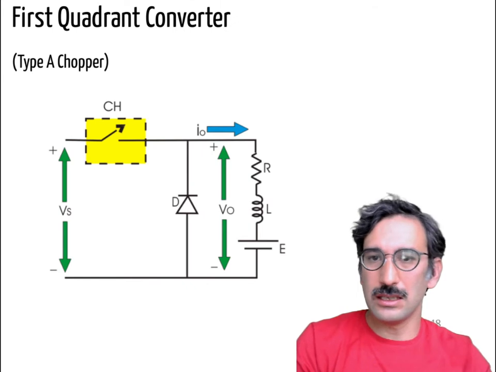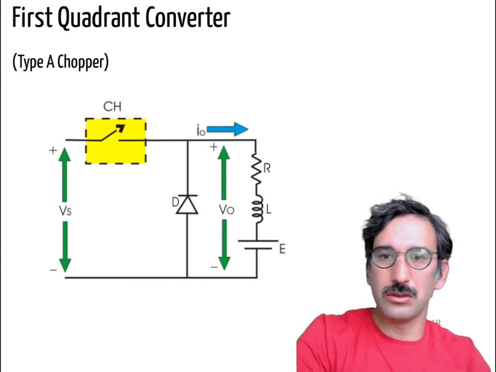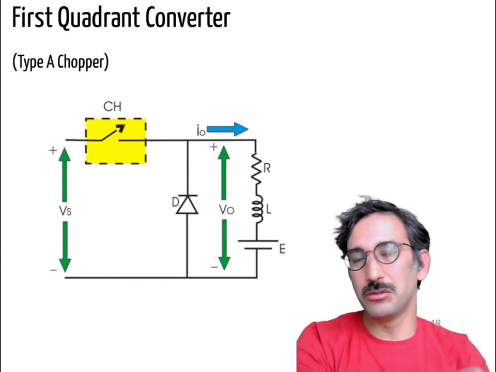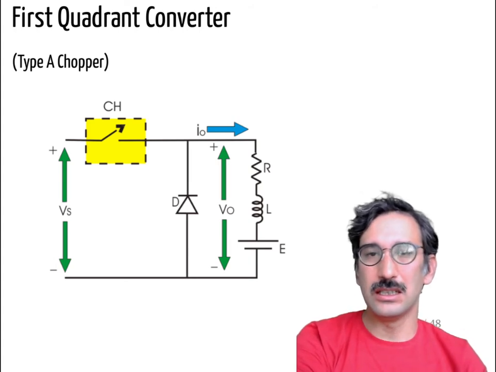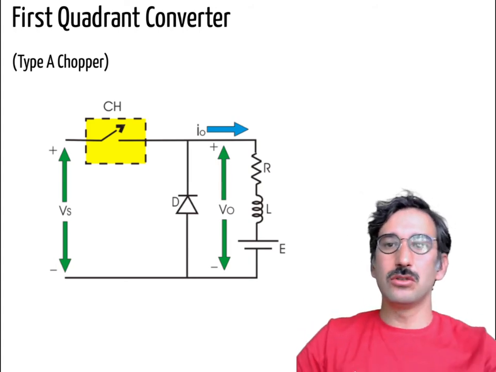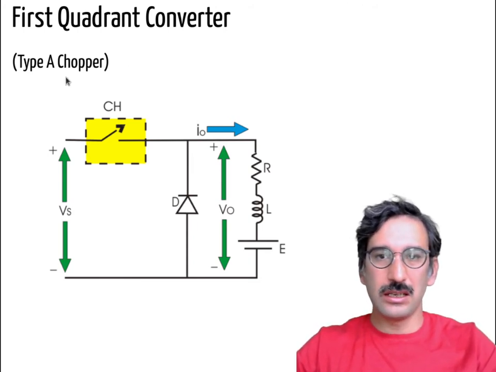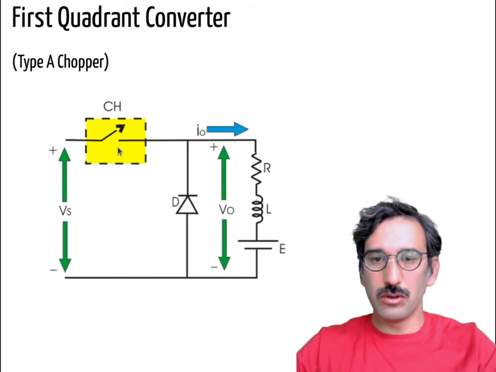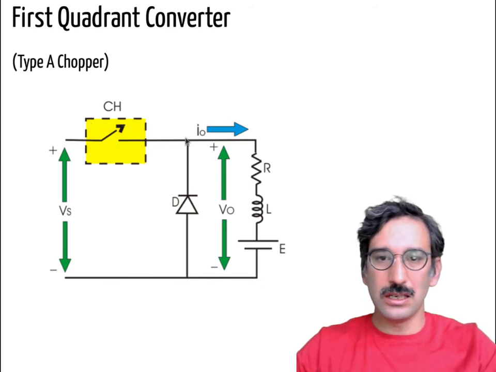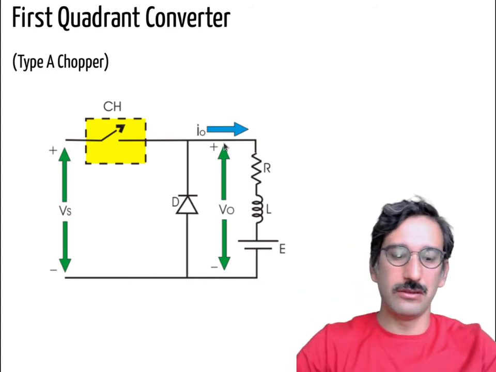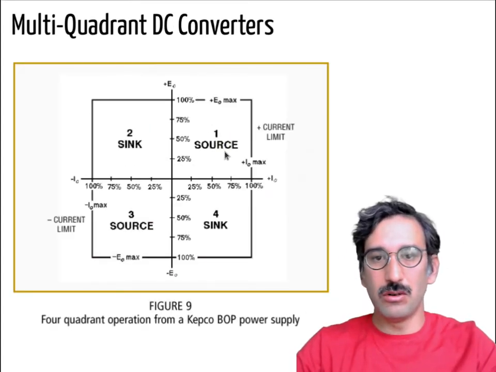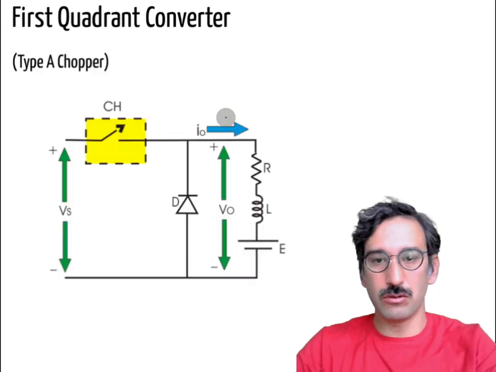Okay, so let's move on to the first one. It doesn't have to be just that topology, but that's just an example. They are also called type A choppers, type A converters. Here you see a very basic buck converter, so you can control that switch and generate some positive voltage while giving some positive current. That means you are operating in your first quadrant.